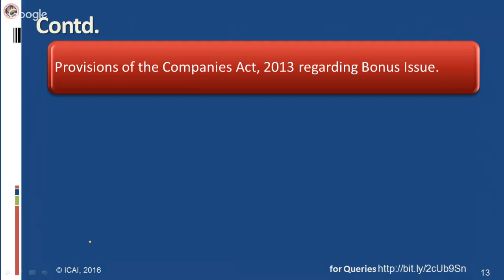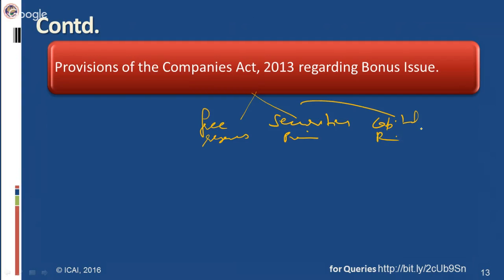If the company wants to declare bonus, then the company is free to declare it after passing a resolution. The company may issue fully paid bonus shares to its members out of free reserves, securities premium, and capital redemption reserve, that is CRR.